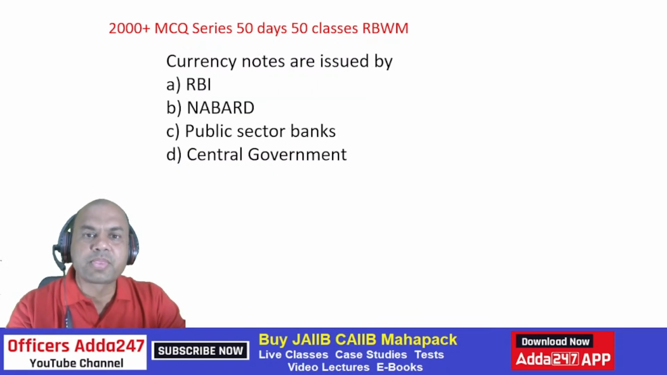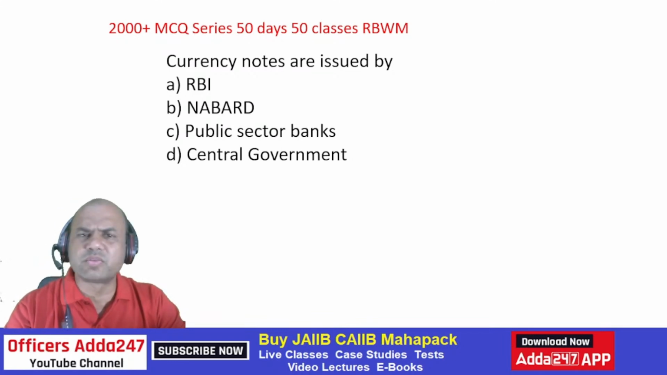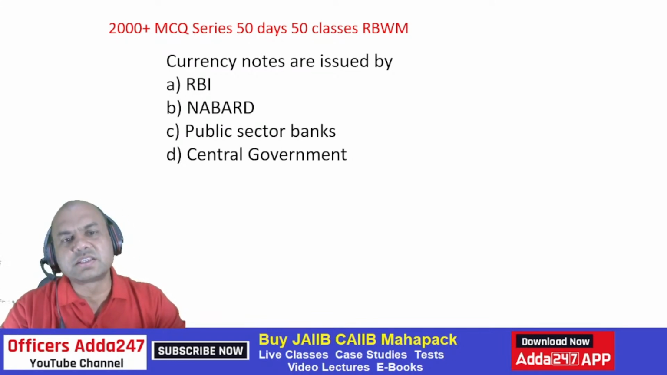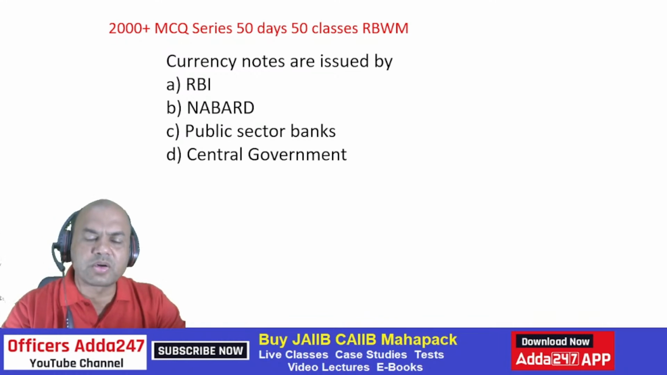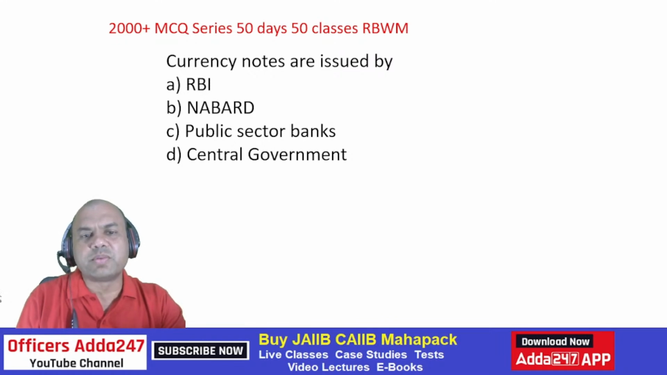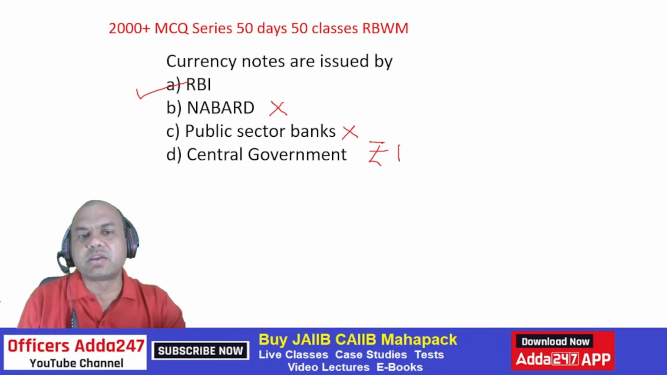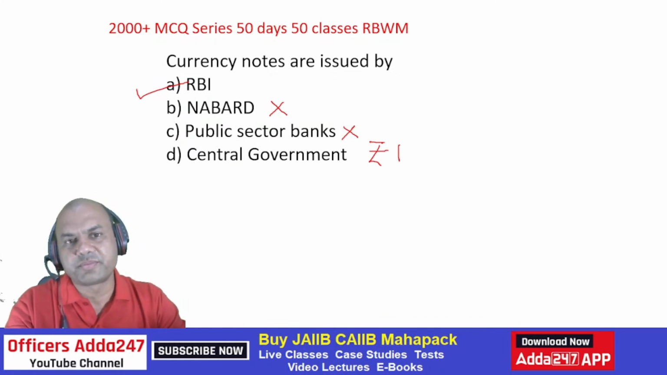Right? Currency notes are issued by RBI, NABARD, public sector and central bank. Now who knows this? Currency notes are issued by whom? Central government or RBI or NABARD, public sector banks. All of you might be knowing public sector is out because that can't issue. NABARD is also a separate bank actually. It can't issue. Only RBI or central government. So the answer is RBI. Only rupee 1 note is given by central government. That's it. Remaining all notes are given by RBI.